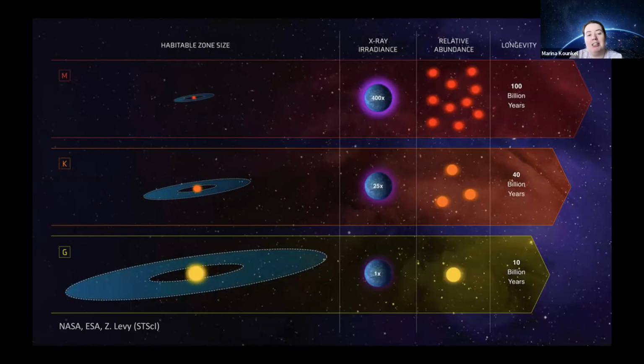Plus, the M stars themselves tend to be fairly active. These planets would receive 400 times as much X-ray irradiance in their habitable zone than we do here in our solar system. So the possibility of these planets having their atmosphere stripped by flares would actually be relatively high.